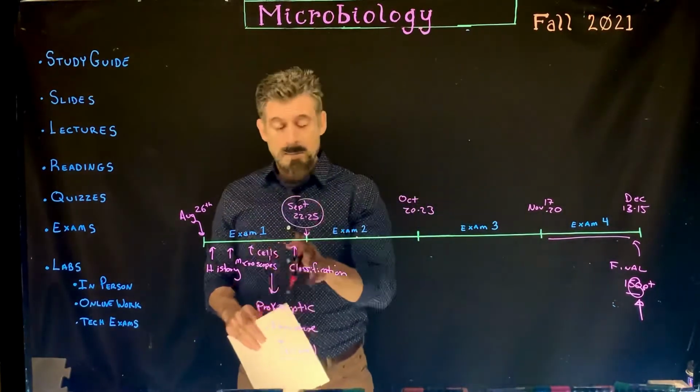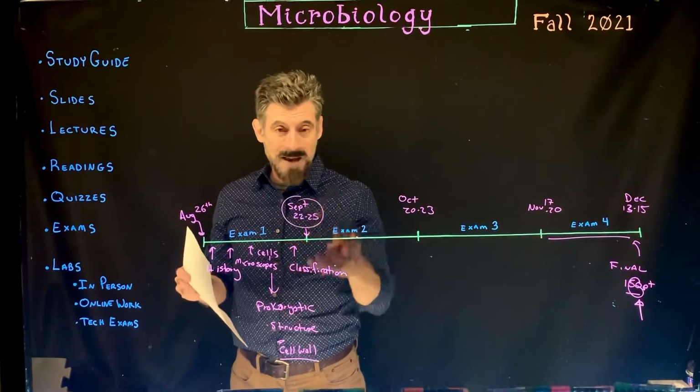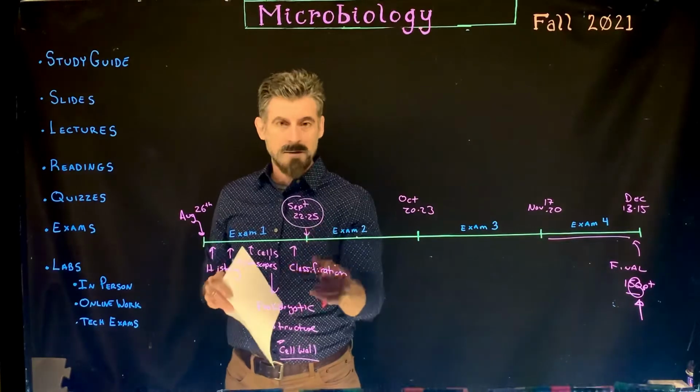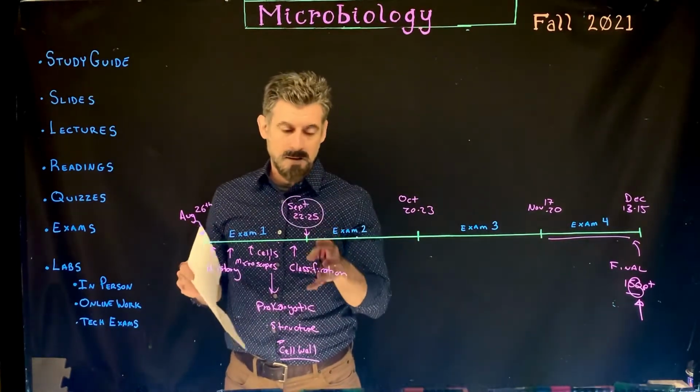So exam 1 is essentially introduction to prokaryotic cells and the cellular structures is the main thing. There's other topics on it, and then there's like a little bit on classification, a little bit on history, and some other things, but that's kind of the core material.